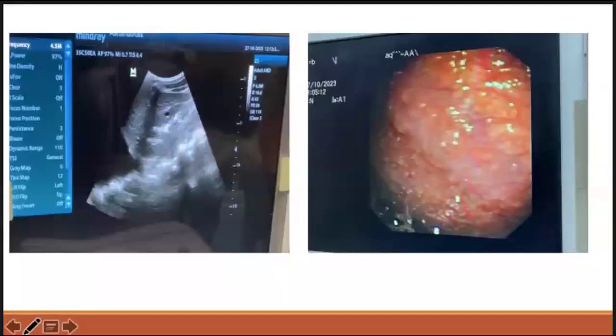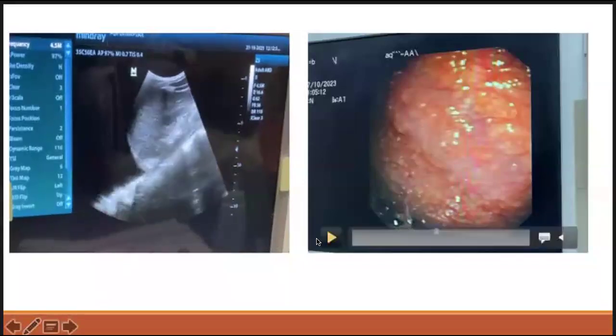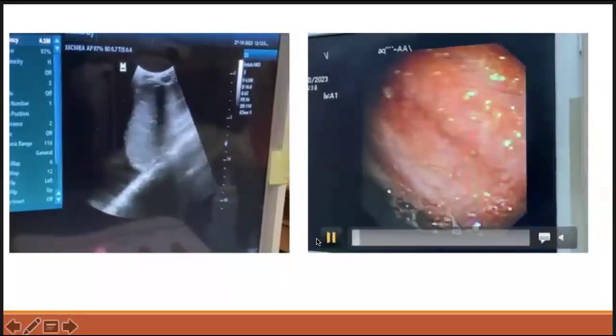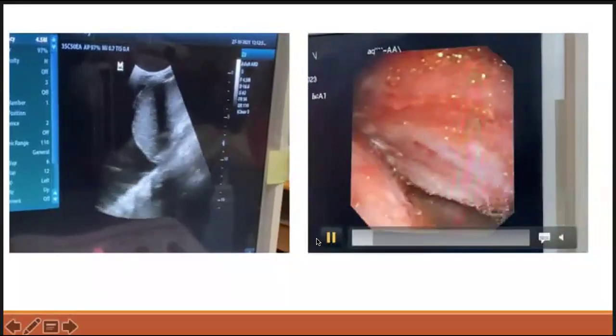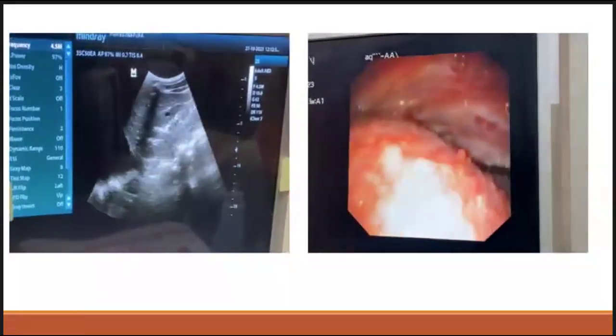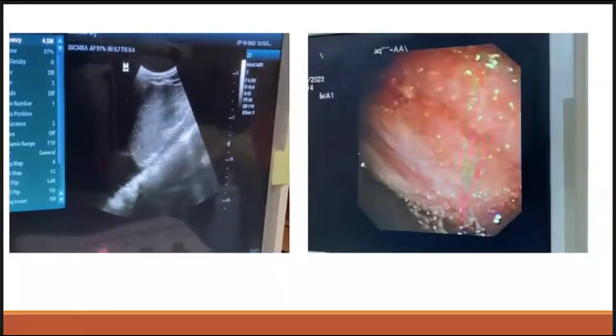But if we do a thoracoscopy in such a patient, you will see they will probably have small miliary type nodules on the pleural surface. This is actually another patient that we had.